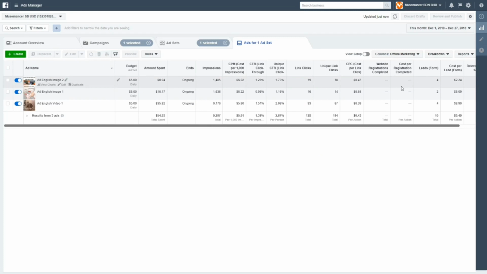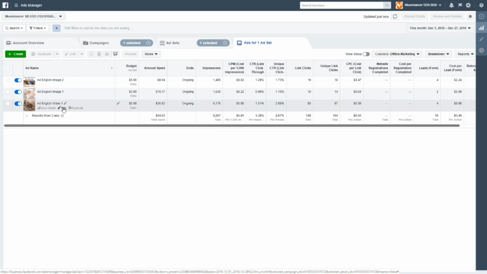If I were to turn off any of the ads here, probably the image 1, since very little ad spend is going here. All right, this is actually still okay. All right. Probably add in another video in this case.